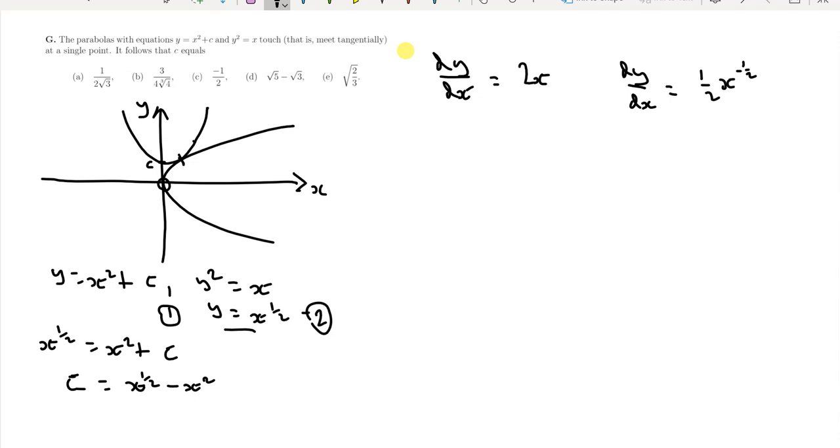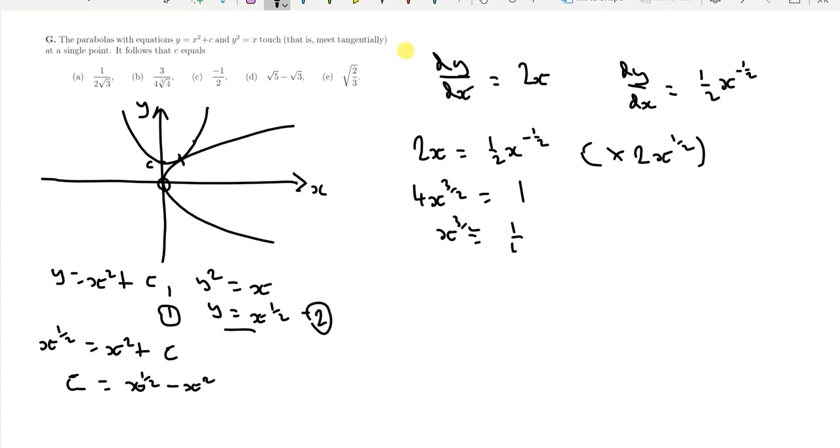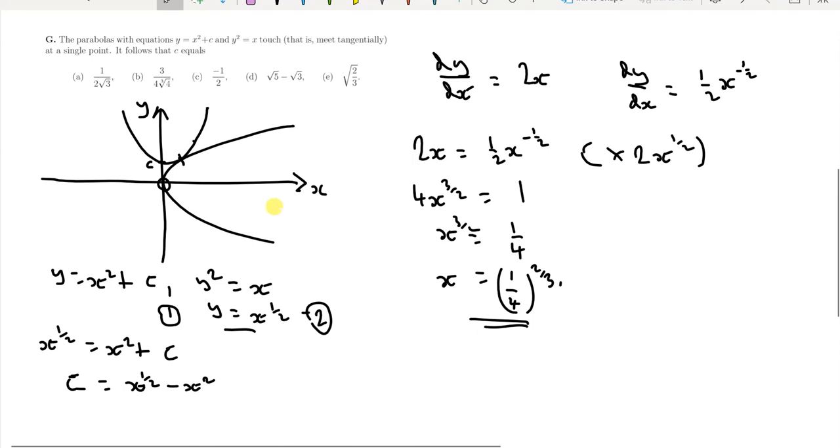Now, that tells us that both of these derivatives will be equal to each other precisely when 2x equals a half x to the minus a half. If we times both sides by 2x to the half, what we get is 4x to the 3 over 2 equals, let's have a look, a half times 2, which is 1, and x to the minus half times x to the half is x to the 0, which is equal to 1. So therefore x to the 3 over 2 equals 1 over 4. So therefore x will be equal to, let's get this right, 1 over 4 to the power of 2 over 3. This is the value for x when both of the gradients are the same.